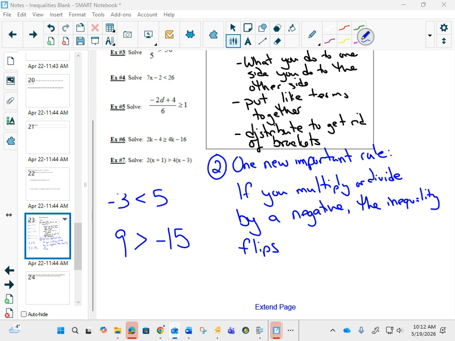This is our new rule. In inequalities, when you multiply or divide by a negative number, the sign has to flip, because it will no longer be true. If I kept the sign the same, it would say 9 is less than negative 15. That's absolutely not true whatsoever. So that's our new rule.